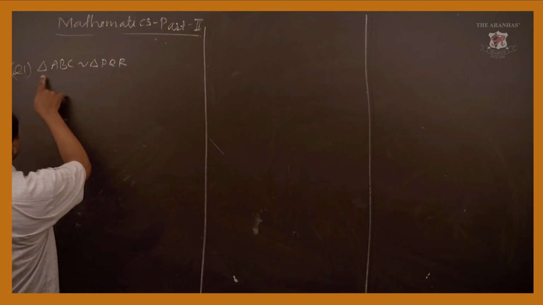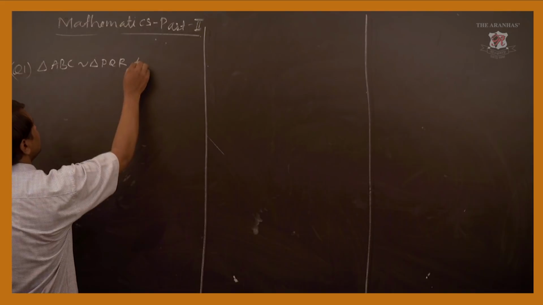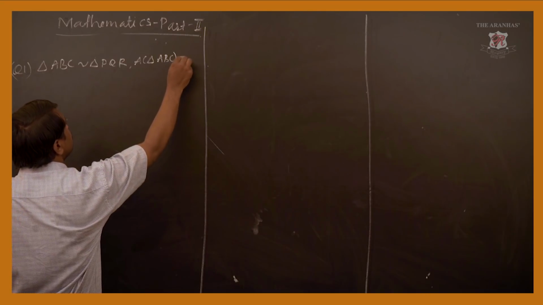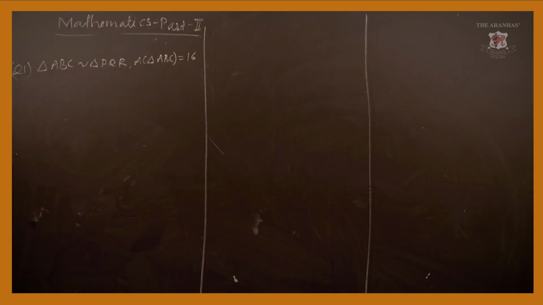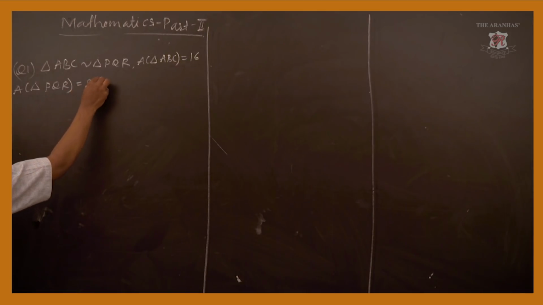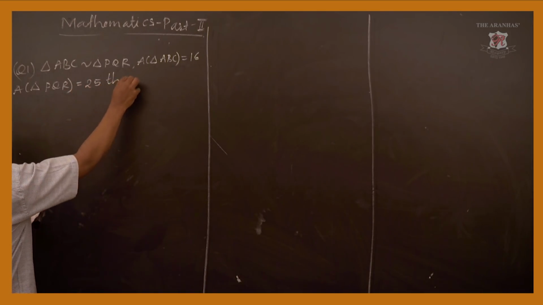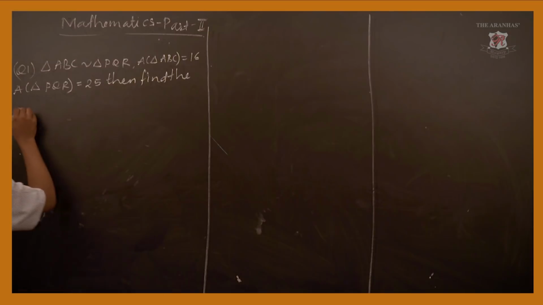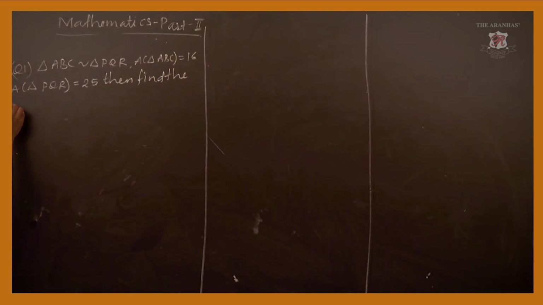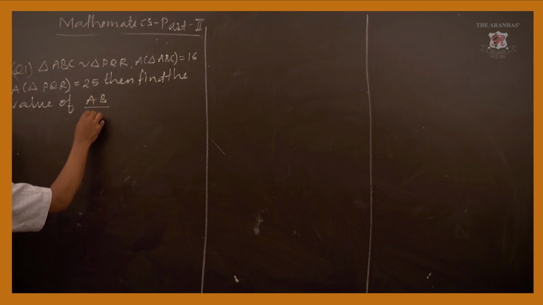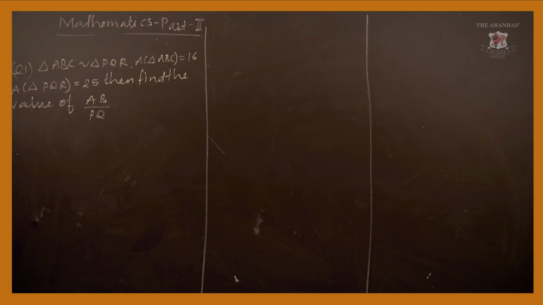Maybe different. Triangle ABC is similar to triangle PQR, and next it is given that the area of triangle ABC is 16, and the area of triangle PQR is 25. Then the question is: find the value of AB upon PQ. See, this is the question which is given here.